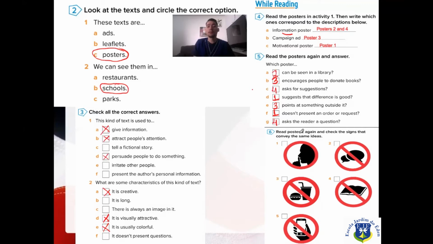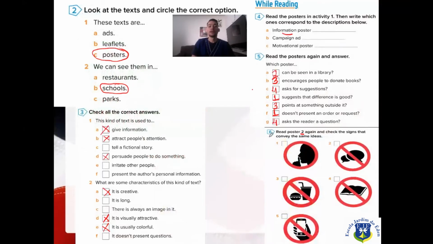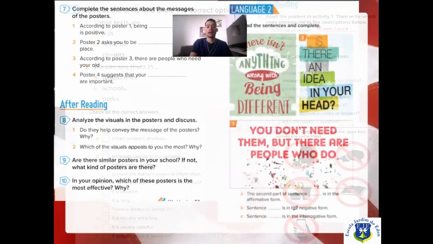So read poster 2 again and check the signs that convey the same ideas. Let's see. So here we have number 2. Keep quiet and study on. No conversation, no food, drinks, or cell phones, and leave the books on the table. So we have number 1, no conversations, number 3, no food and drinks, and number 5, no cell phones. Very good, guys.